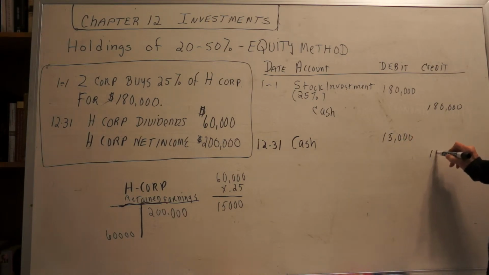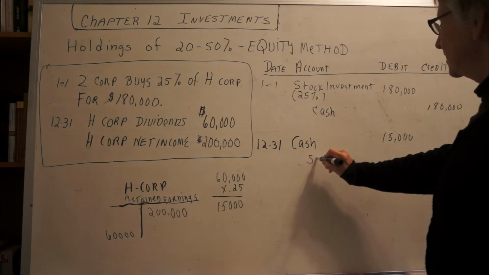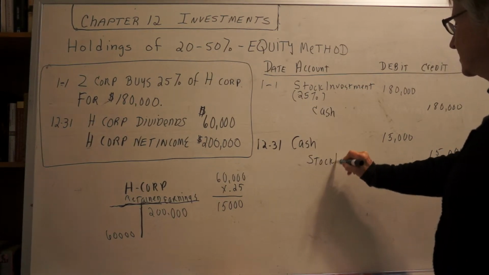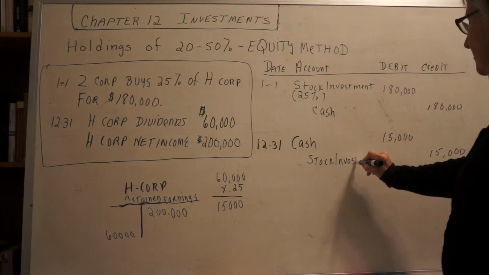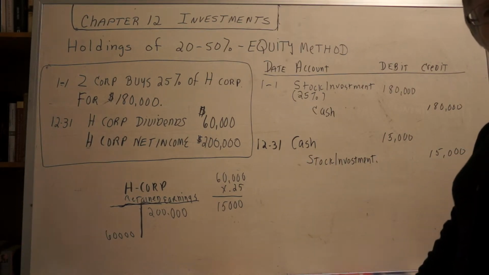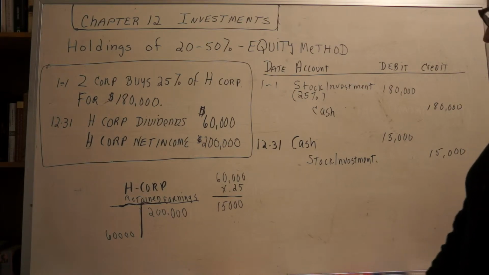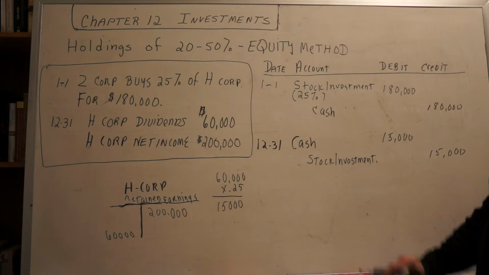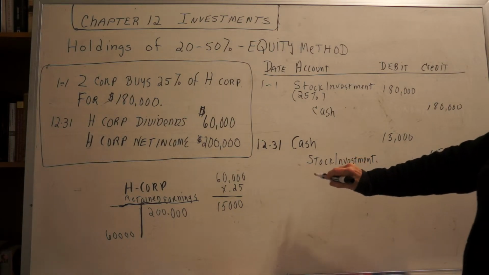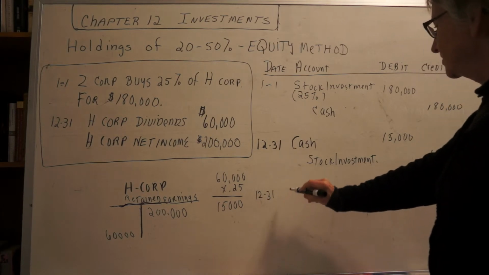And then here's the weird part of the entry. This is what makes the equity method different. We are going to reduce our stock investment in that company by our portion of their dividends, because it reduced their retained earnings, and we kind of control a quarter of it.